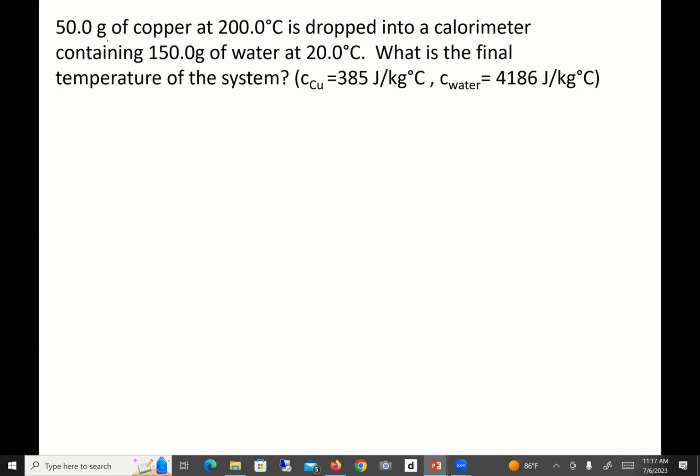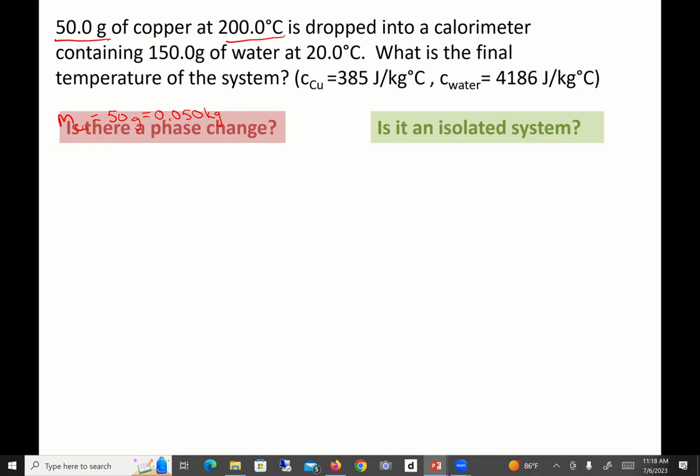So let's write down again what we know. So we know the mass of the copper is 50 grams. And let's put that into kilograms, 0.050 kilograms. The temperature of the copper is 200 degrees C. And then I have 150 grams of water. That's at a temperature of 20 degrees C.